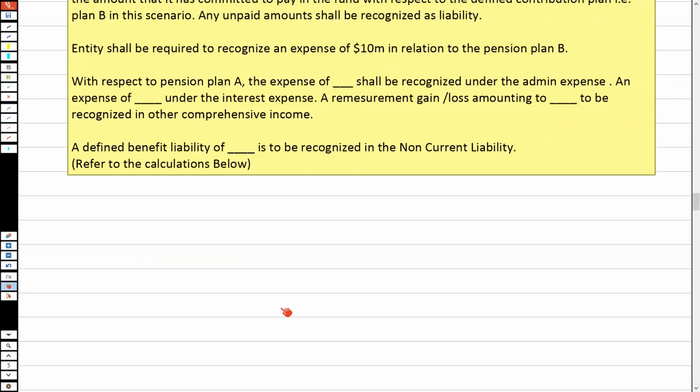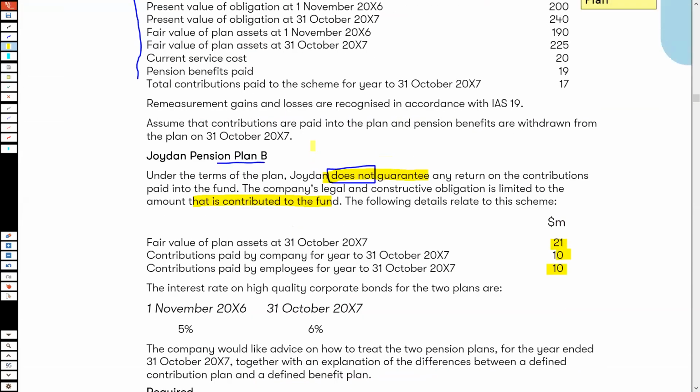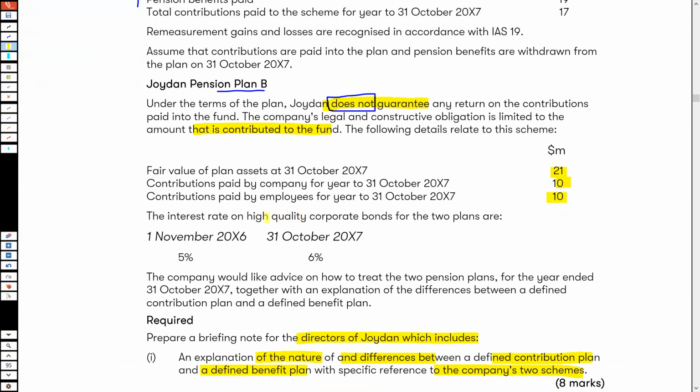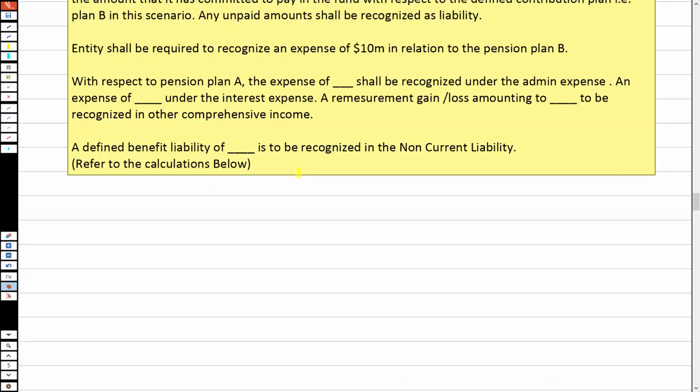Right? Okay. So now let's try to do some calculations. We have got the interest rates on high quality corporate bonds for the two plans, this and this. So always remember the opening interest rate is going to be used. Now, how exactly are we going to do the calculations? Let's try to do that.